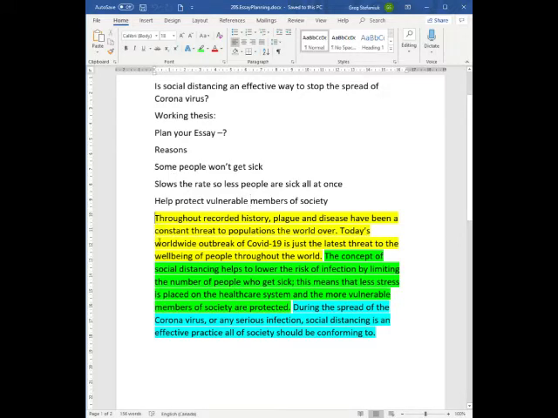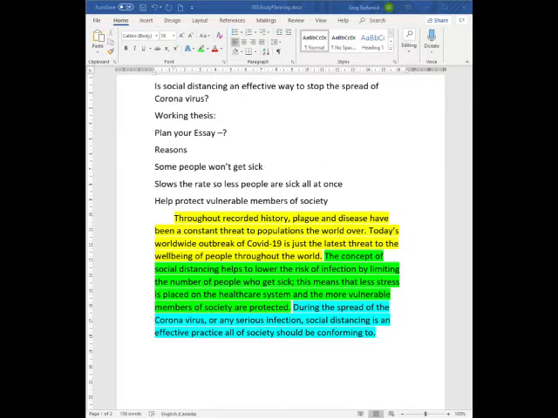You know what I'm going to do? I'm going to indent. How about press the tab? Press that tab key there, which indents here. Go to the end and enter. Boom. Okay, I have written a body paragraph. Basically, some people won't get sick.